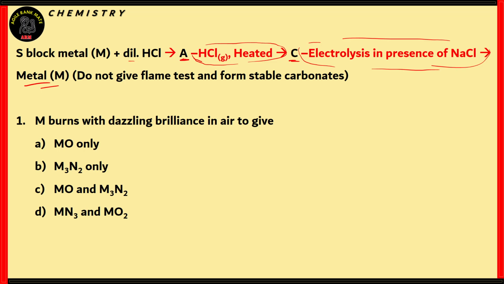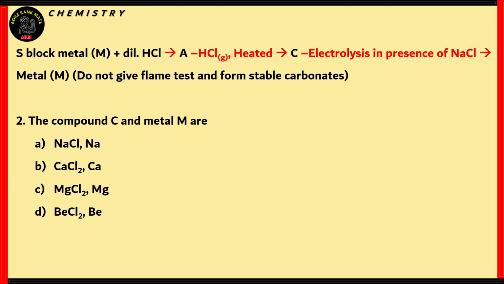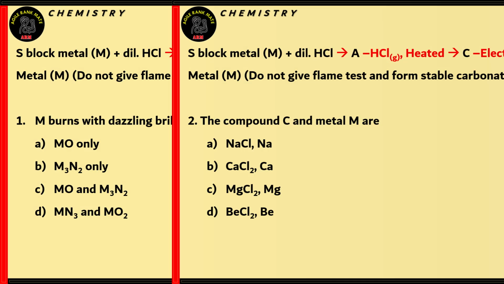And we have two things which we have of the metal M. A, it does not give flame test, and B, it forms stable carbonates. Now from this we have to answer two questions. The first question is, M burns with dazzling brilliance in air to give, with 4 options, and the second question is, the compound C, that is this, and metal M are.